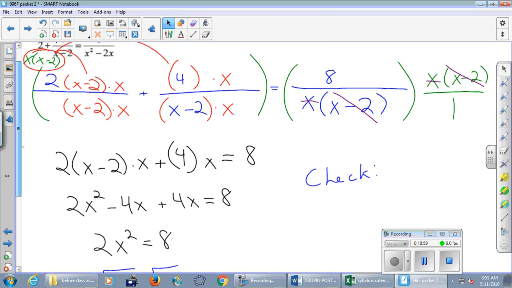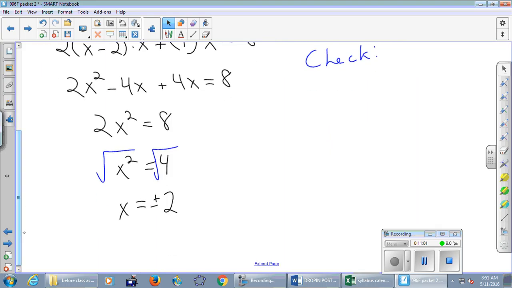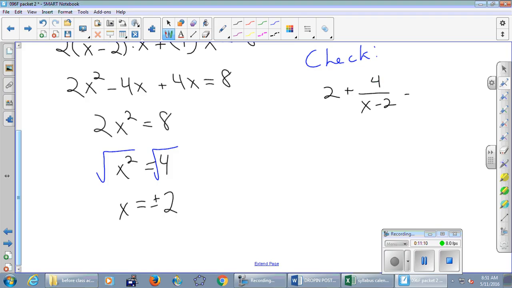So let me write that equation down here so we have it. So what was it? 2 plus, what's the original? 4 over x minus 2 equals 8 over x squared minus 2x. Okay, so this was the equation. I'm going to start by checking x equals -2. We have to do both. So let's check x equals -2.